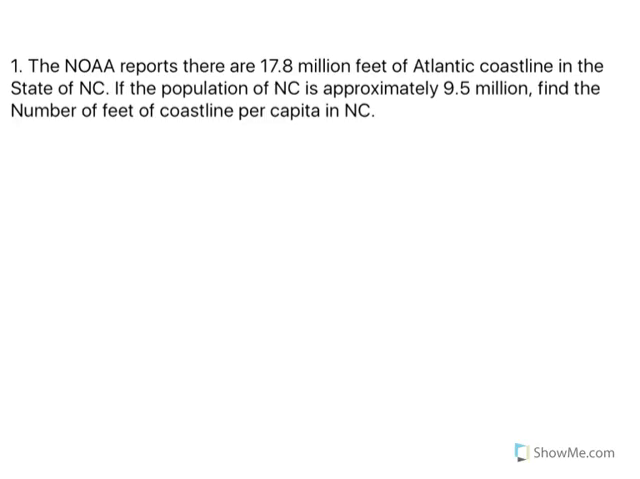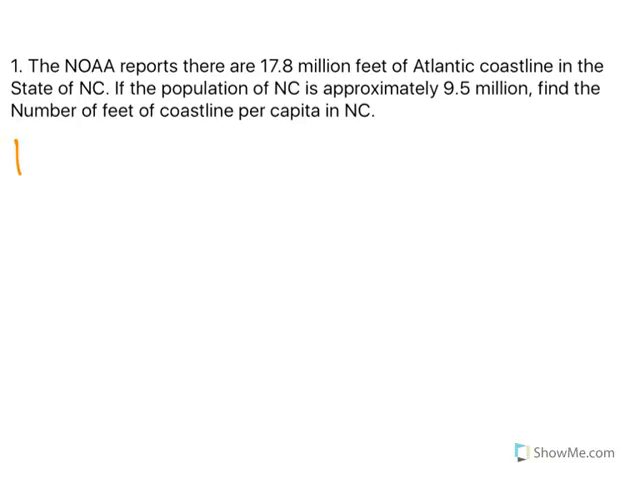Now let's play with some per capita. The NOAA, which is the National Oceanic Atmospheric Administration, reports that there are 17.8 million feet of Atlantic coastline in the state of North Carolina. If the population of North Carolina is approximately 9.5 million, find the number of feet of coastline per capita.